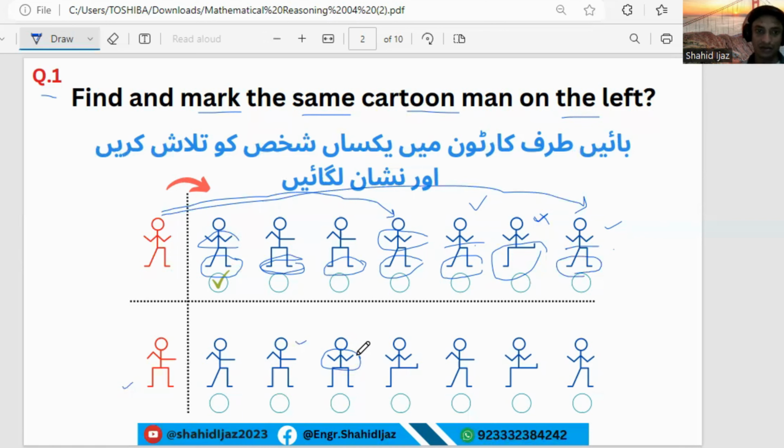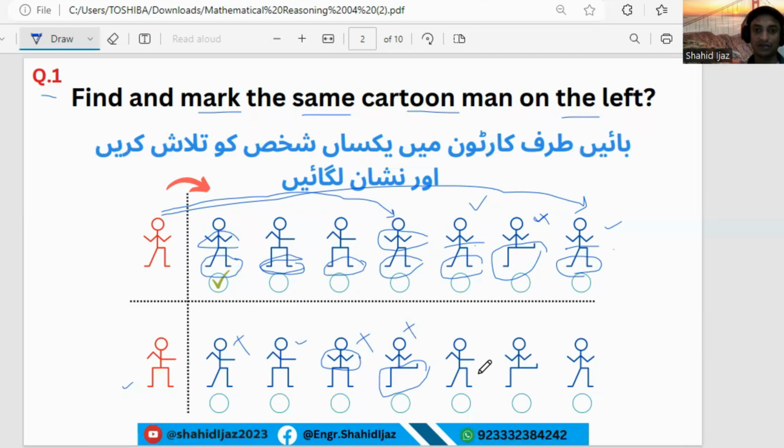And this is also similar or not? नॉट, सर. Good. Very good. This is not similar. Why this is not similar? Because it has different arms. And this one is also not similar. Why? सर लग. Exactly. Because of different legs, it's not similar to the red cartoon.